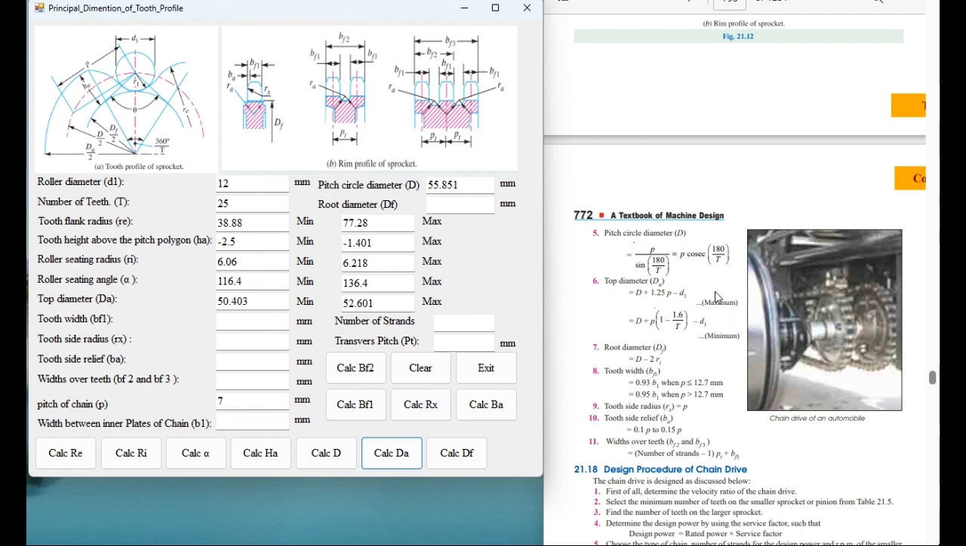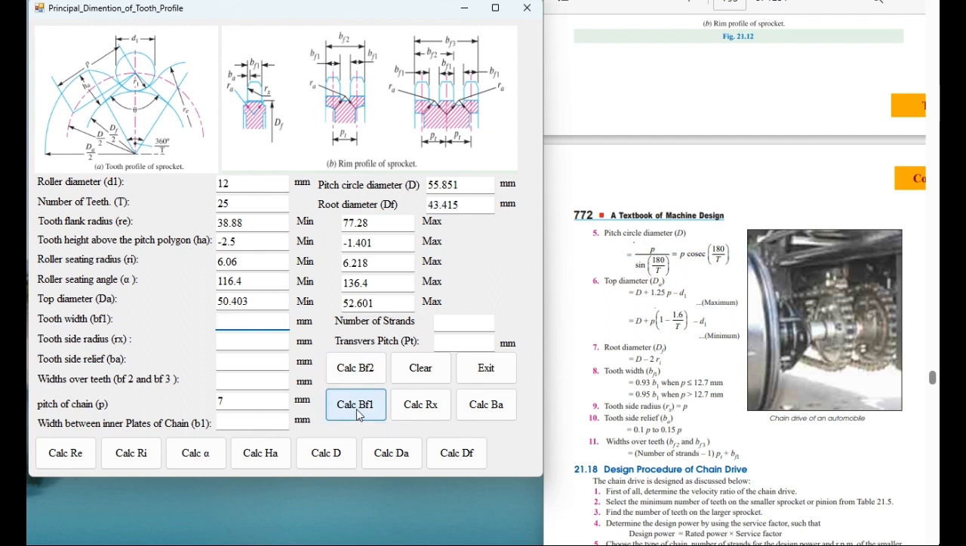The other section we can calculate here is the root diameter or dF, which is equal to the pitch circle diameter minus 2r1. The value of dF or root diameter becomes this value. Also we can calculate the tooth width or BF1. BF1 means the tooth width here. Do you see this? The tooth width we can calculate here.